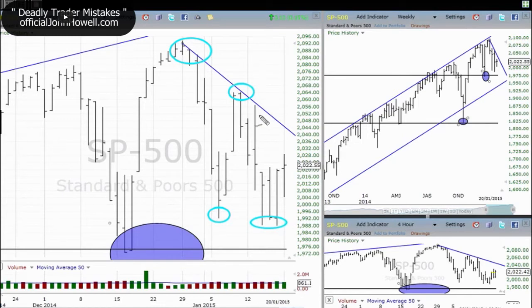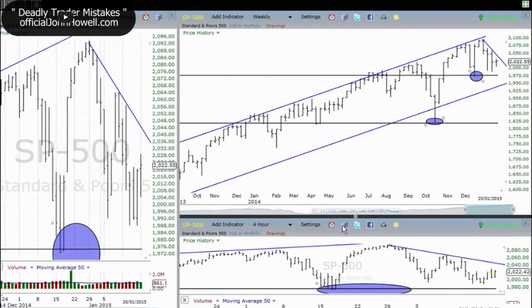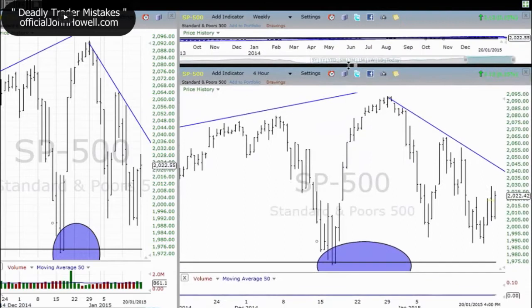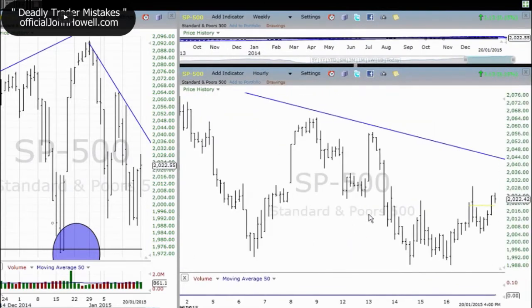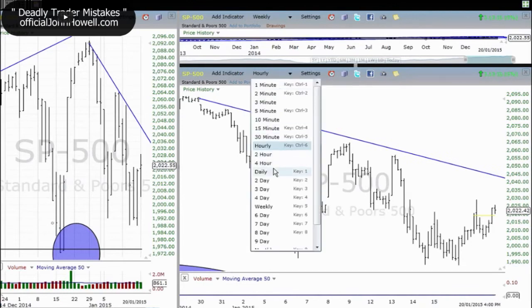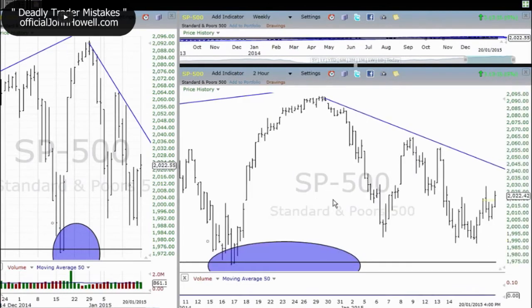What I am seeing now, if we're looking on a short-term basis, let's actually bring this over. Maybe if we can bring this on a 2-hourly chart, or maybe an hourly chart, we might be able to see it a lot clearer. What's the hourly chart look like? Alright, cool. Here we go. Let's bring it on to the 2-hourly chart. Might give a bit clearer picture there.